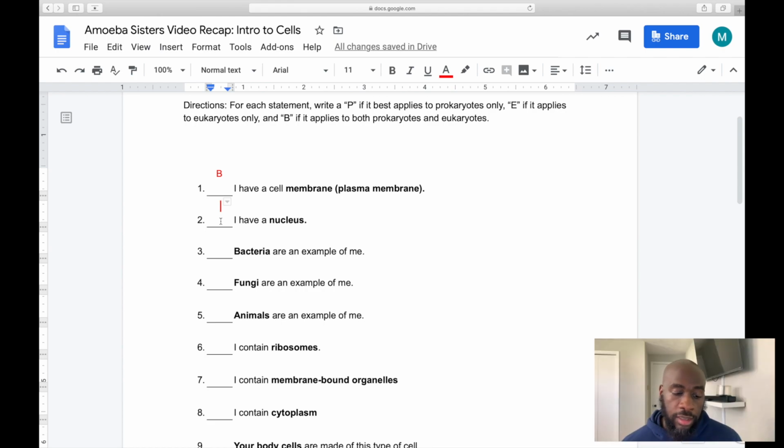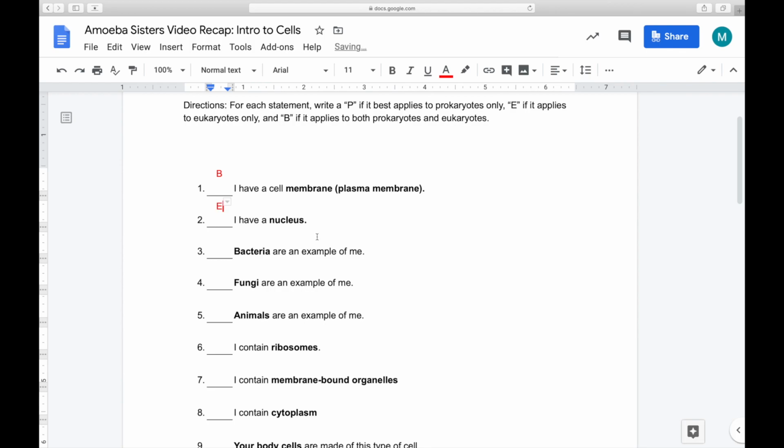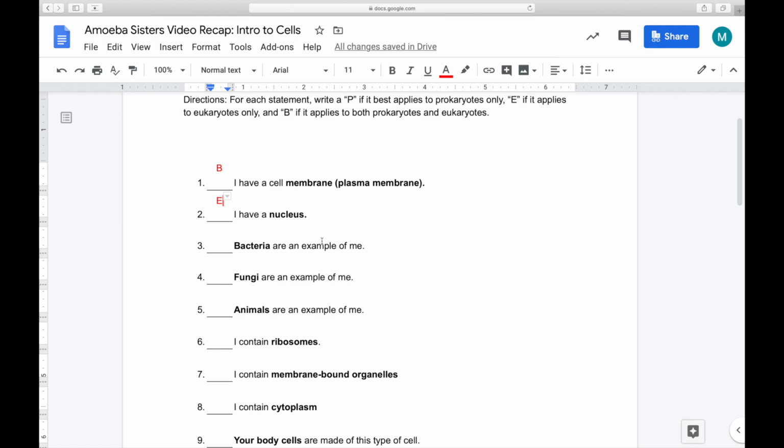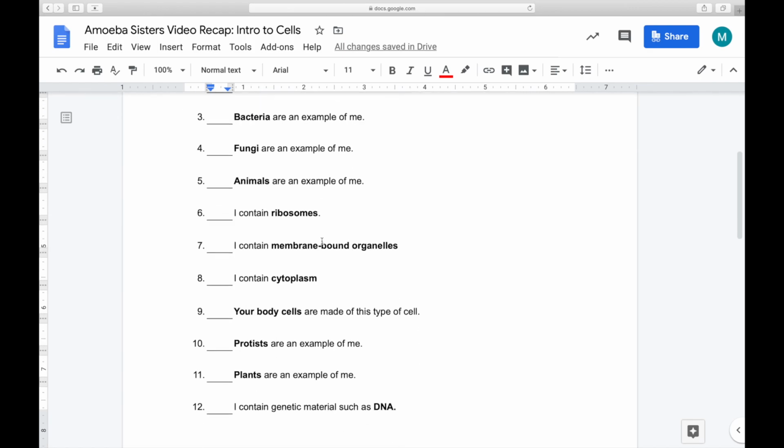The next one: I have a nucleus. Do prokaryotes have nucleuses? Do eukaryotes have nucleuses? Or do both of them have nucleuses? If you remember back in the video, only one of these types of cells has nucleuses, and that is the eukaryotes. So we will put an E here. And you will do this for the next 10 questions.